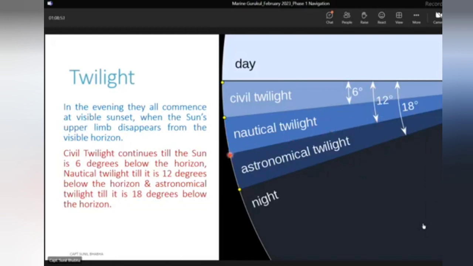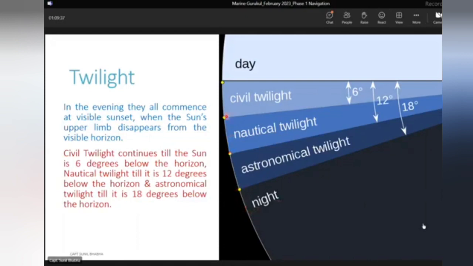Astronomical twilight still continues. The sun also moves down, and when the sun reaches this particular instant, when it is 18 degrees below the horizon, the astronomical twilight ends. So we can clearly see that all the three twilights begin at the time of visible sunset. Civil twilight continues till the sun is 6 degrees below the horizon. Nautical twilight continues till the sun is 12 degrees below the horizon. And astronomical twilight continues till the sun is 18 degrees below the horizon. After 18 degrees, there is no light received from the sun, and we have total darkness or the night.